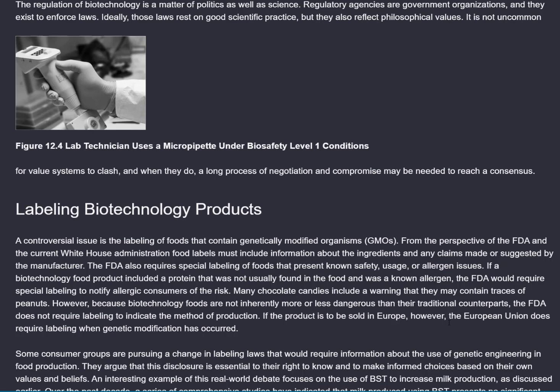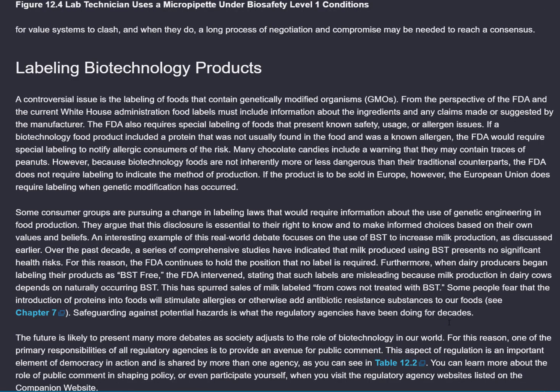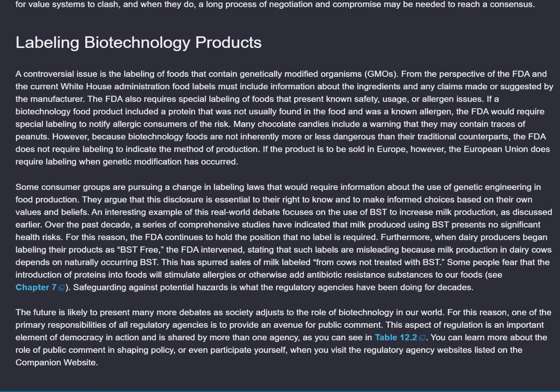It is not uncommon for value systems to clash, and when they do, a long process of negotiation and compromise may be needed to reach a consensus. Figure 12.4 Lab technician uses a micropipette under biosafety level 1 conditions.